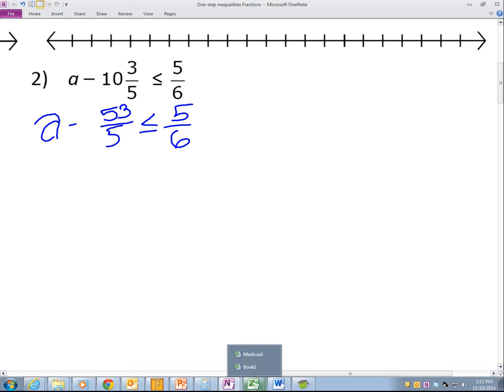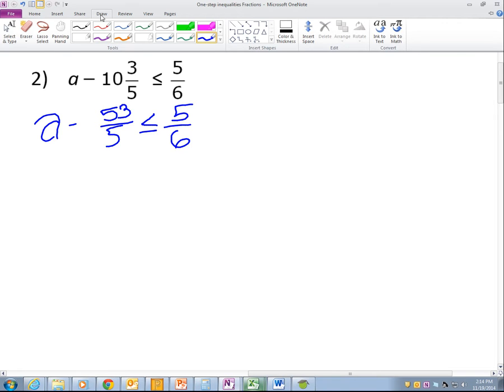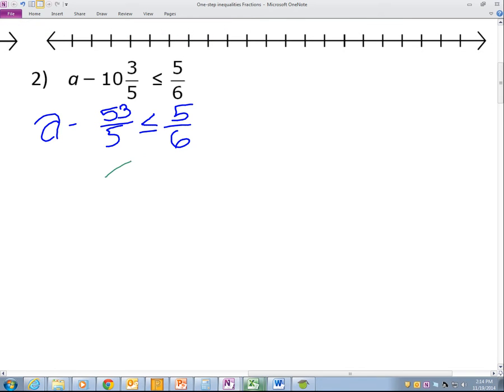I have a subtraction problem here. Do you agree? What is the inverse or opposite of minus 53 fifths? Yes, addition. So we add 53 over 5 to both sides: plus 53 fifths, plus 53 fifths.